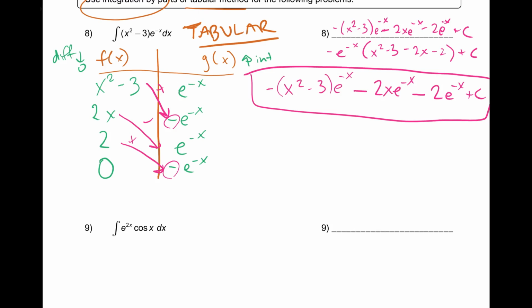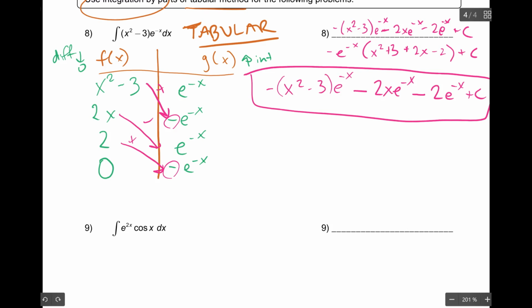So Brian, can't you use tabular method for everything just to make it super easy, and then at the last step not use tabular method and move it over? That just seems so much easier. Yeah, I suppose. Oh, if you take out the negative e to the negative x, wouldn't all of that be a plus? Oh.